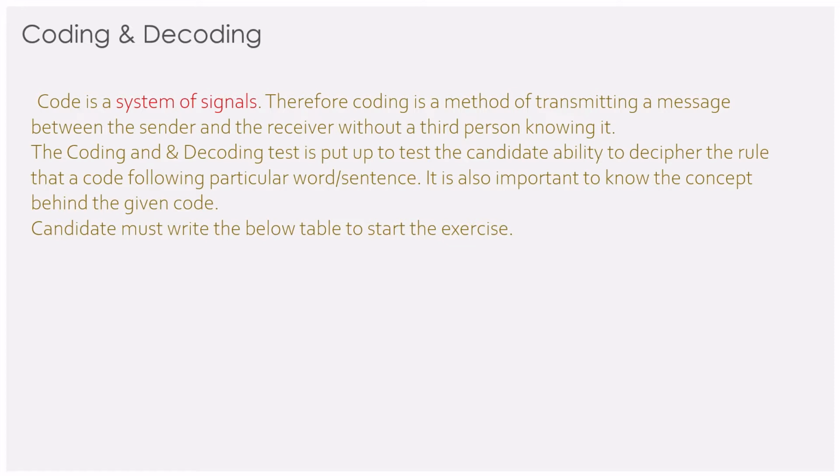The coding and decoding test is put up to test the candidate's ability to decipher the rule that a code is following, a particular word or sequence. Decipher means to break it, to break the rule that a code follows. So it does follow a particular index. You have to recognize that very quickly, in no time. If you practice more, you can score more. So we'll be practicing more than 50 questions in this module. It is also important to know the concept behind the given code. Yes, this is very important, as we all know, because that is coding and decoding.